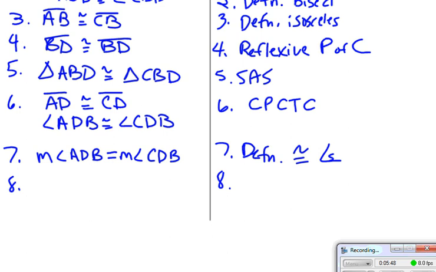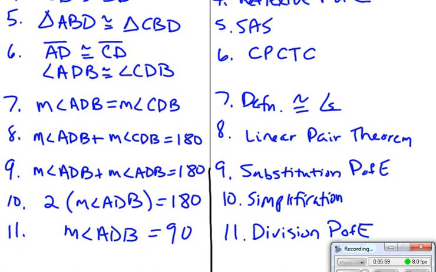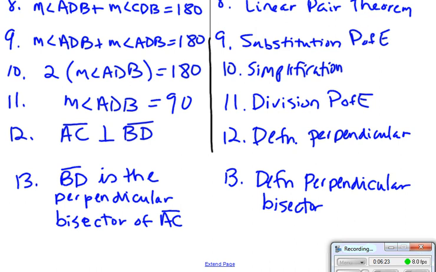Since we're going to be using angle measures, we need to jump into the fact that those angles, their measures are congruent. We set this up using the linear pair theorem, and then we can use substitution to make them the same angle. Now we have that angle ADB is 90 degrees, which allows us to state that AC and BD are perpendicular to each other. Now that we've proven that both AD is congruent to CD and AC is perpendicular to BD, we can now refer to BD as the perpendicular bisector of AC.